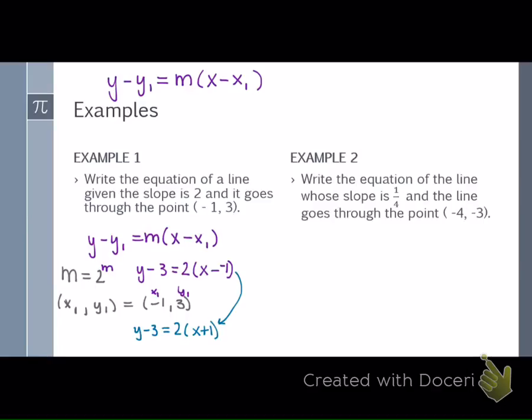Write the equation of the line whose slope is 1/4, and the line goes to the point -4, -3. Tell me some stuff you know. The slope is 1/4, okay? What else do you know, Vivian? Good.